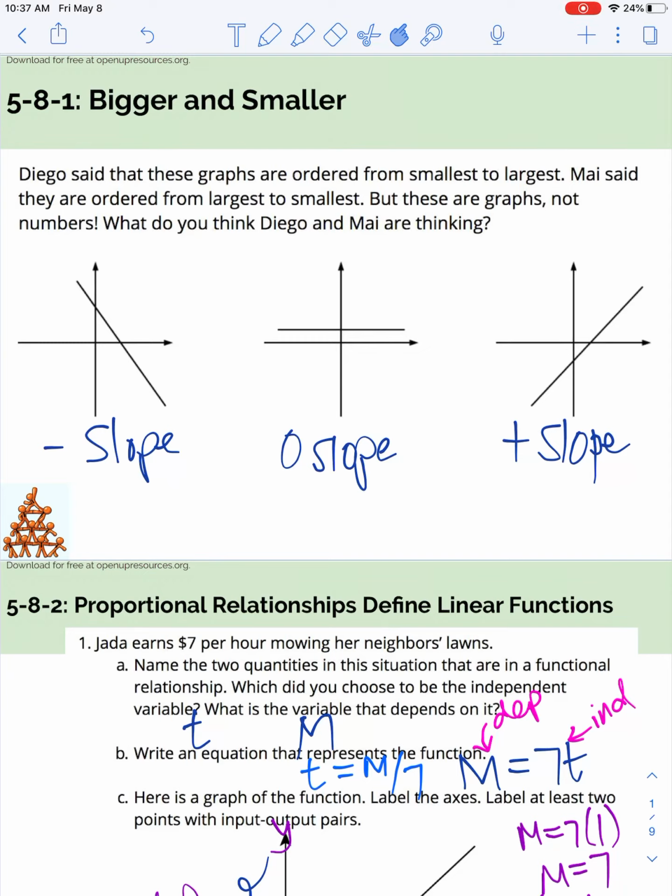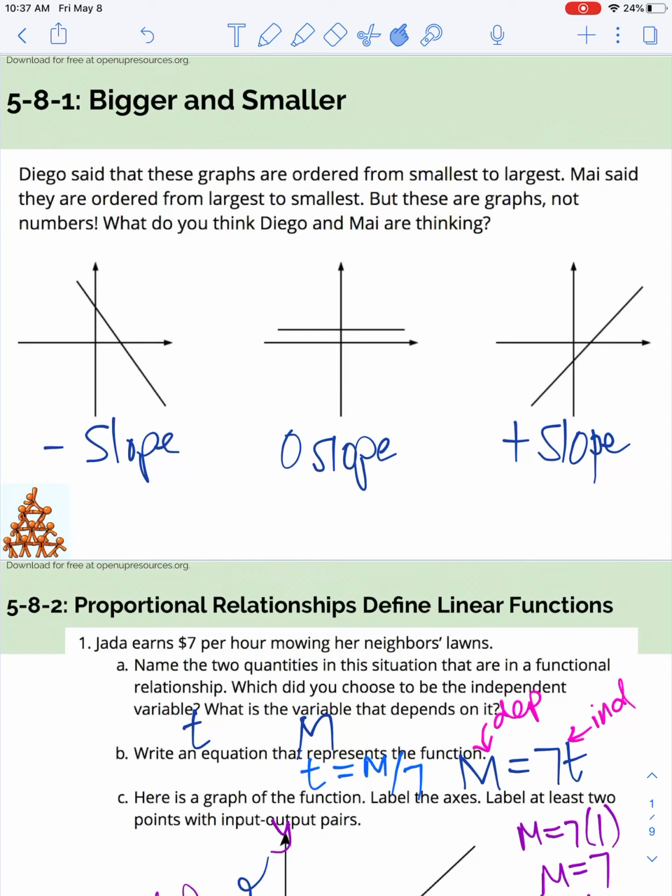Okay, so on the first activity, there are these three pictures. They're talking about the graphs being ordered in size. If you look at it, the lines are different lengths, but that doesn't matter, right? Anyone who knows anything about slope knows that the only thing that matters is the slope.